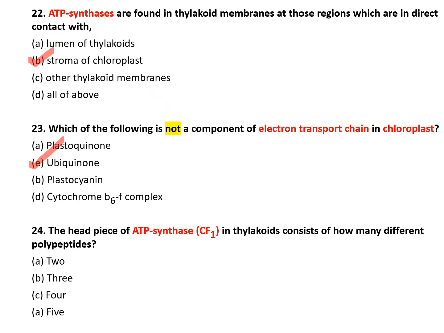The next question, number 24. The headpiece of ATP synthase CF1 in thylakoids consists of how many different polypeptides? Option A, 2; option B, 3; option C, 4; option D, 5. The correct answer is option D, 5. These are typically designated as alpha, beta, gamma, delta and epsilon.